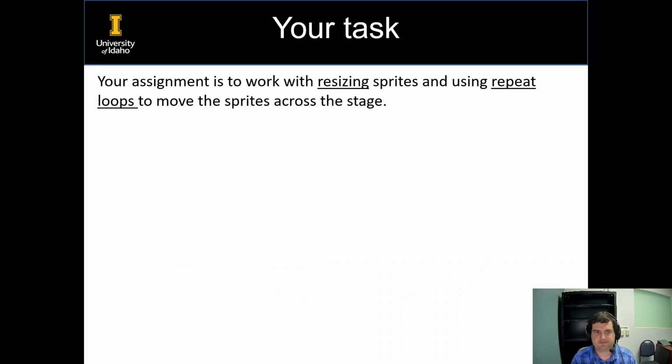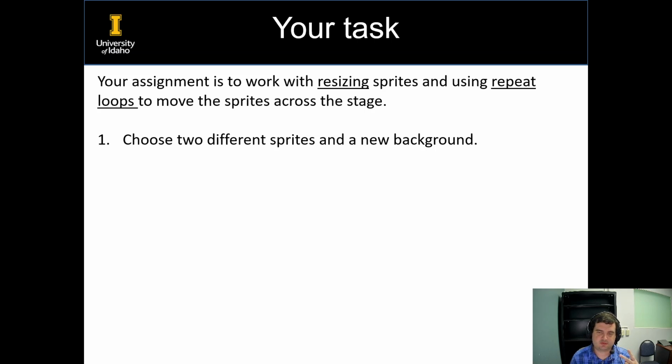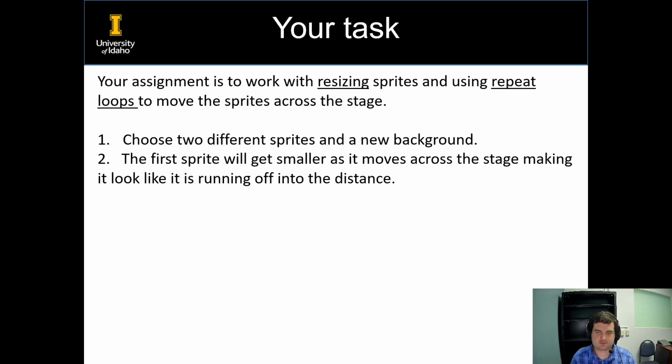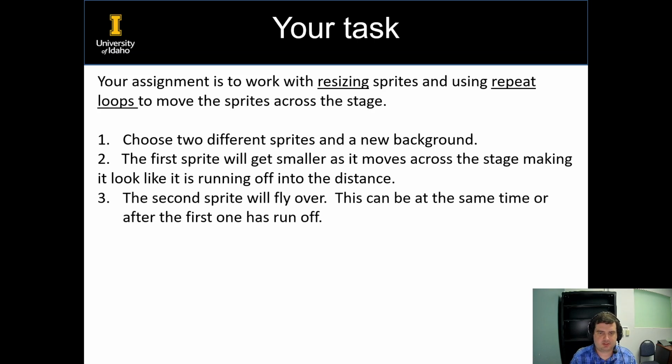So this is the task that we're going to have with this class. Check with your teacher, see if your task is the same. But what you're going to be doing is using resize sprites and repeat loops in order to make sprites move across the stage. So have two different sprites and a new background. The first one of them should get smaller as it moves across the stage. For those of you that are a little more artsy, it gives you that look of perspective. As it goes off, it should look like it's going in the distance because it's getting smaller and smaller. The other one should just fly over.